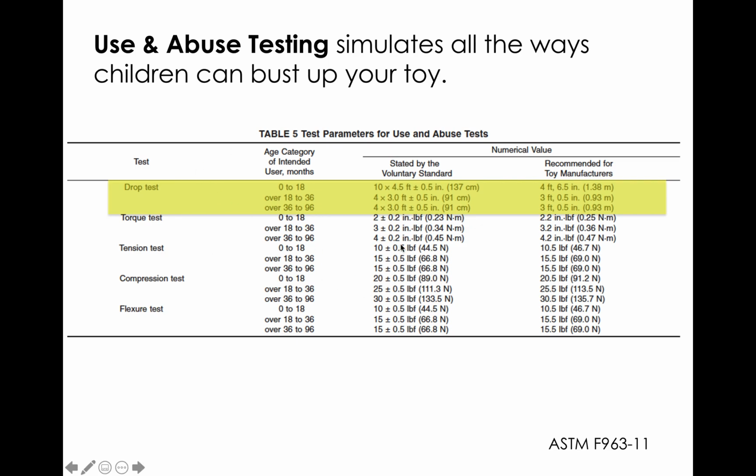So the tension test, let's look at that same age range, 36 to 96 months, would need to stand up to 15 pounds of tension. So I'm pulling on my toy with 15 pounds. If I do that, if it doesn't break, great. If it does break, I could still pass the test if I'm not producing parts that are super small or super sharp.